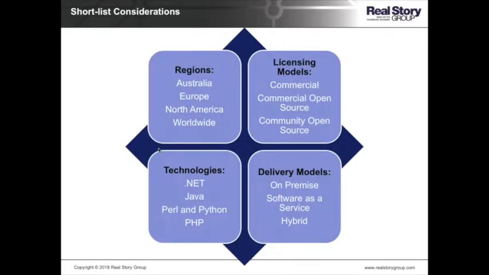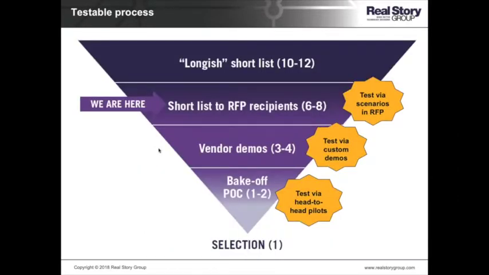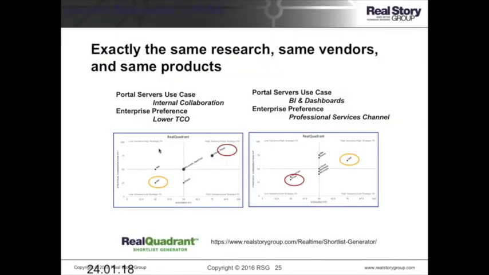Now, of course, you can filter down. You can use our tools to filter down in terms of technology, delivery models, certainly regions, and ultimately get to a short list. And so that's then where you send out the RFP.